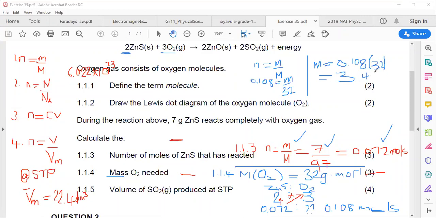3.456, which you can round off to 2 decimal places: 3.46 grams. That's your answer, to 2 decimal places. Clear? Right.